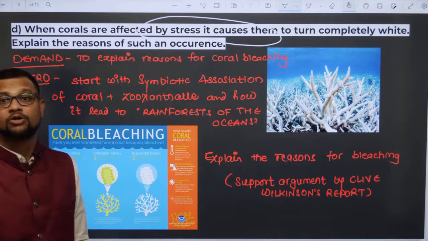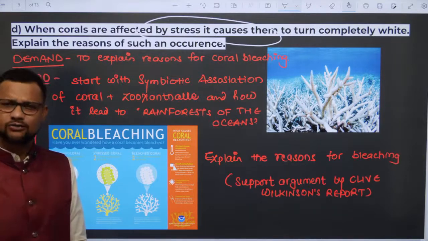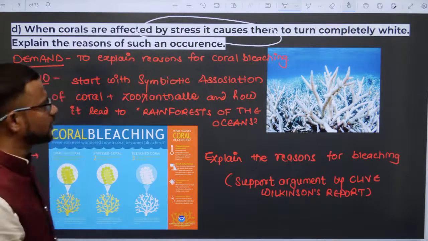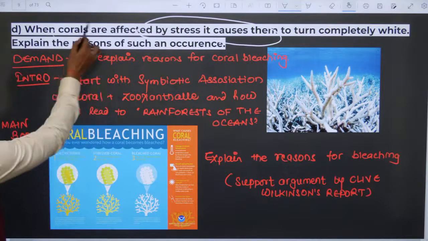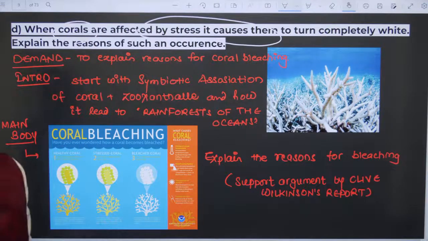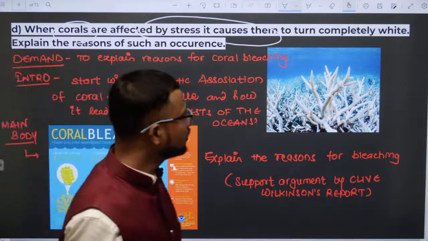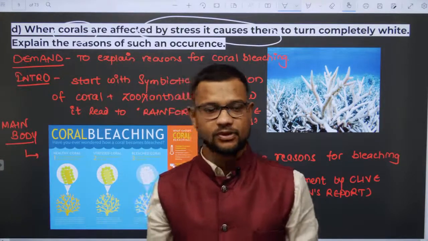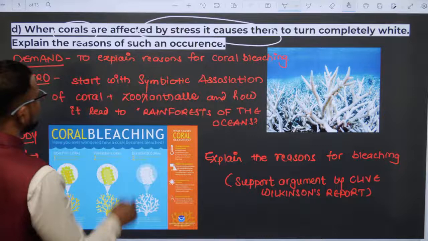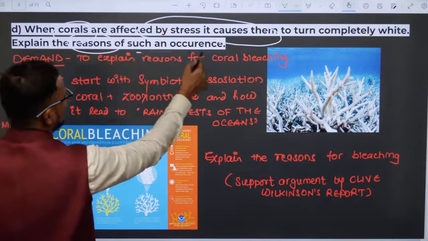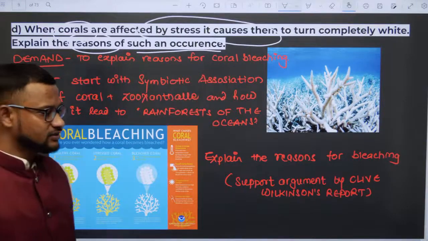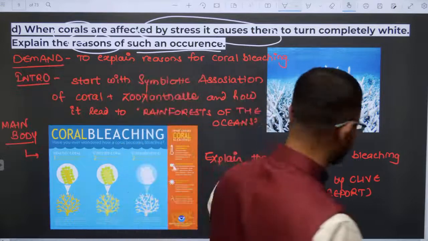like, say, the bottom topography of the ocean. So that kind of question you will find in the examination. Like, say, when corals are affected by stress, it causes them to turn completely white. Explain the reasons of such an occurrence.